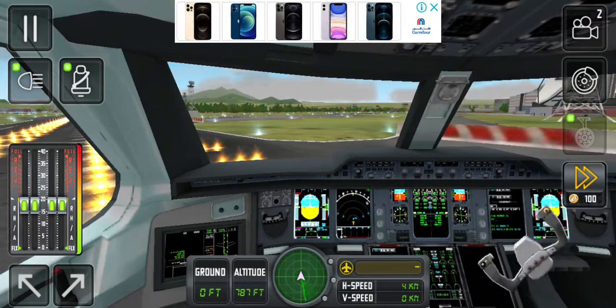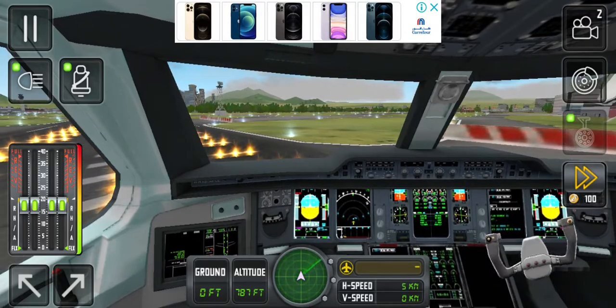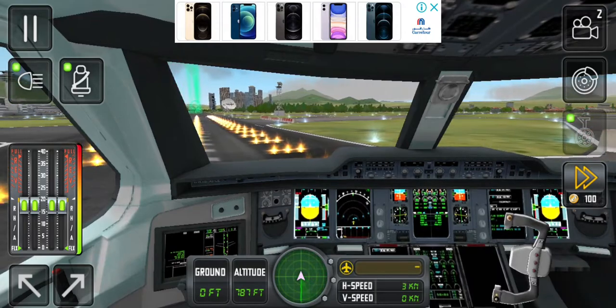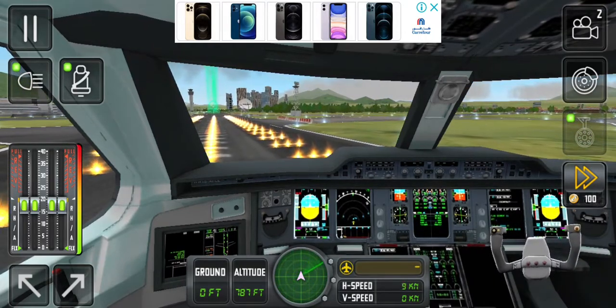Pakistan International, just turn right after takeoff at 0.5 knots. Okay, sir. Roger that.